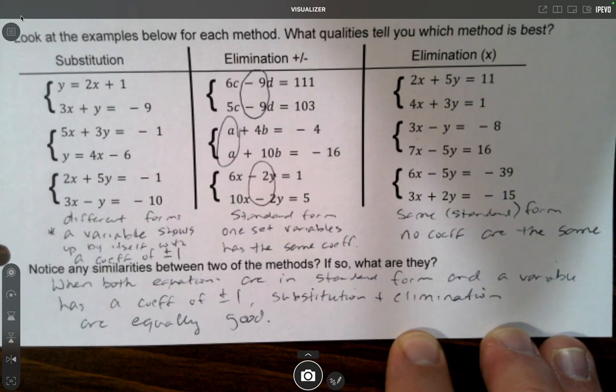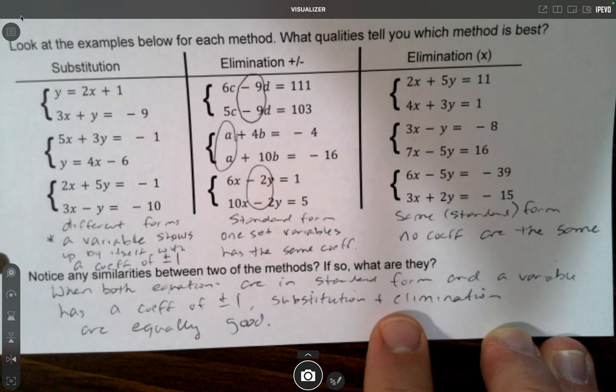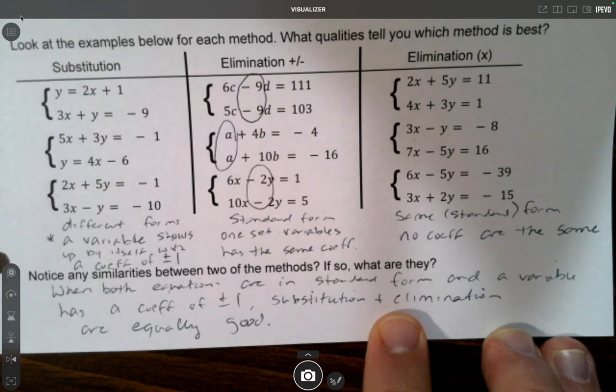I'd like to encourage you to look and see if you can find, there's actually, if I'm looking correctly, one system in each of these columns where that would apply. So pause it and see if you can figure out which systems in each column would fit in this category, where really substitution or elimination would work just fine.